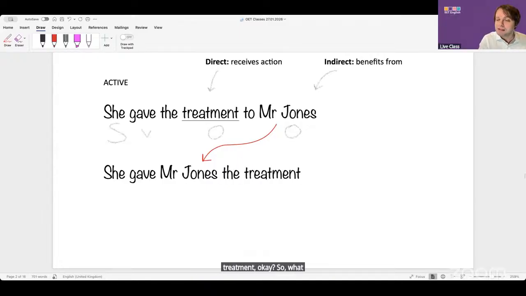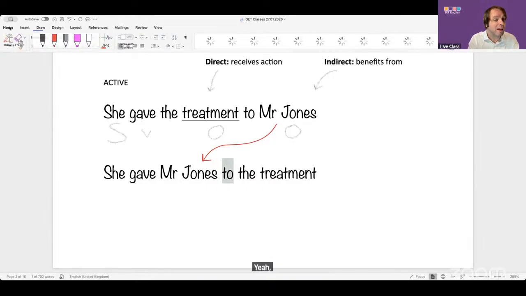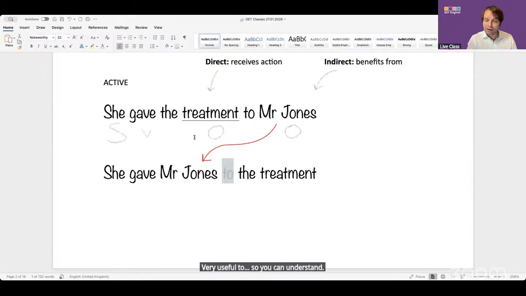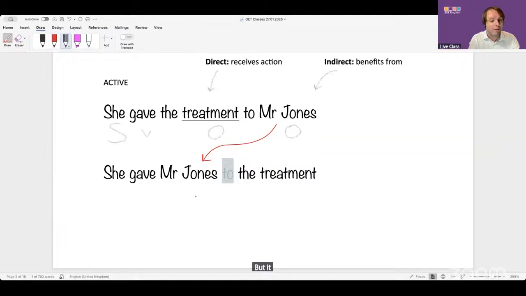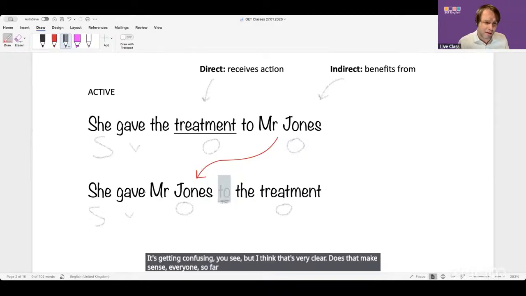So what is missing now? Shaza, Sunanda, something has gone. What's gone, guys? It's the preposition, right? The to is gone. The to disappears. So this is very useful so you can understand. Sometimes an active sentence will have two objects, but it's the other way round. You know that because there's no preposition. This is the indirect object. This is the direct object. It's getting confusing, you see, but I think that's very clear. Does that make sense, everyone, so far? Just staying with this.